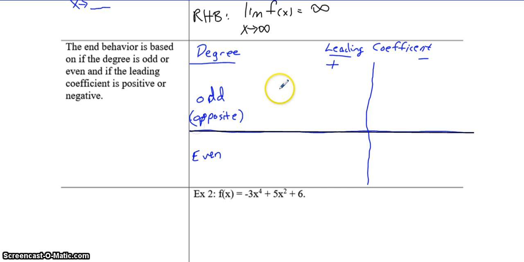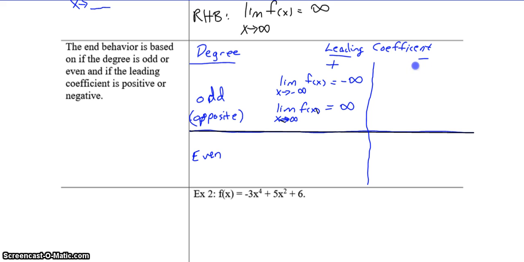They went in opposite directions. So the left-hand behavior of the function was negative infinity, and the right-hand behavior, so the limit as x approaches positive infinity, was positive infinity.